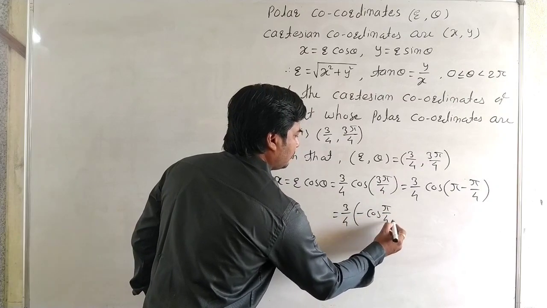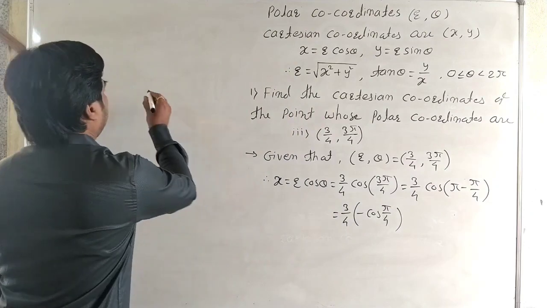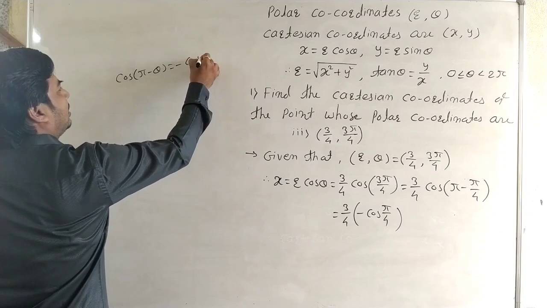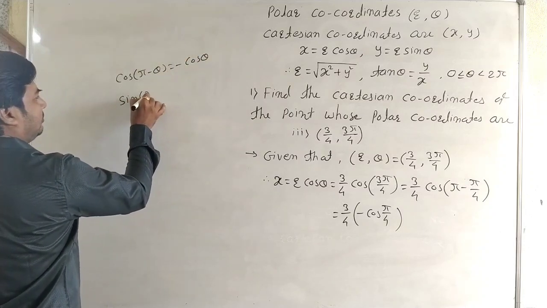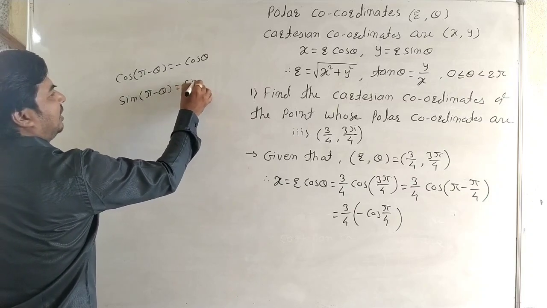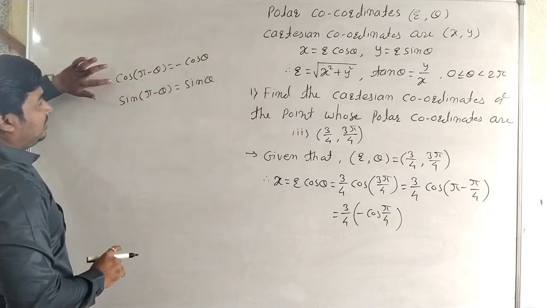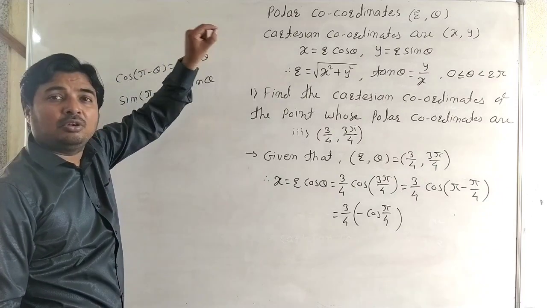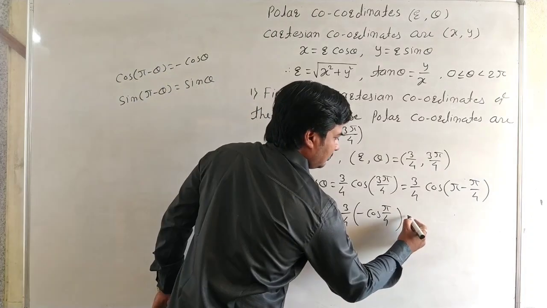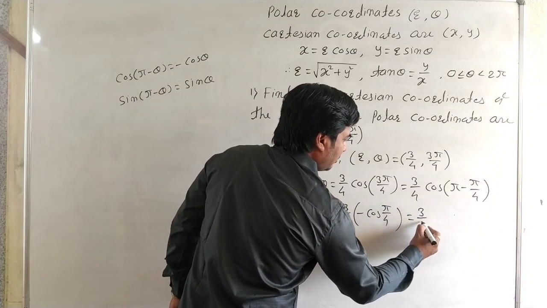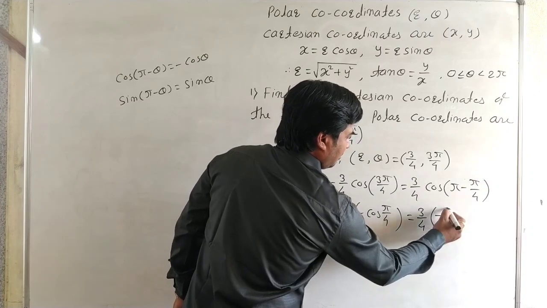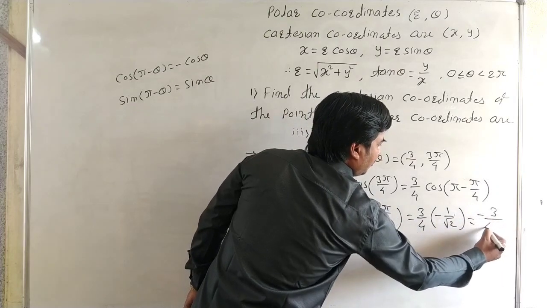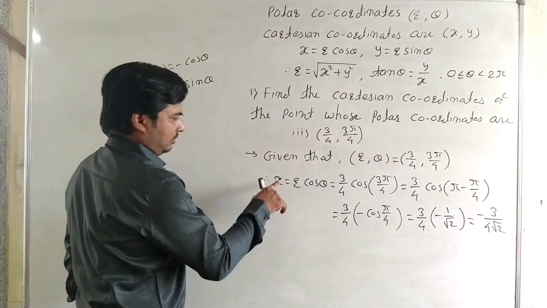See carefully this, the allied angle formula: cos pi minus theta is equal to minus cos theta, and sin pi minus theta is sin theta. Here we use sin pi minus theta for finding the value of y. Now here it is 3 by 4 and minus 1 by root 2, that means minus 3 upon 4 root 2. It is the value of x.